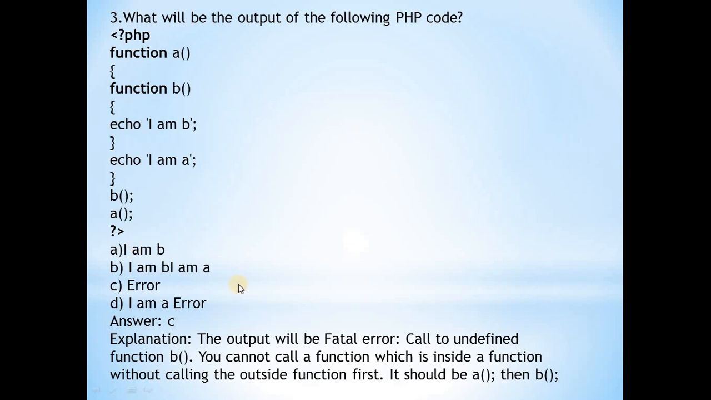because call to undefined function, that is B, is first. You cannot call a function which is inside a function without calling the outside function first. So it should be A then B instead of B and A.